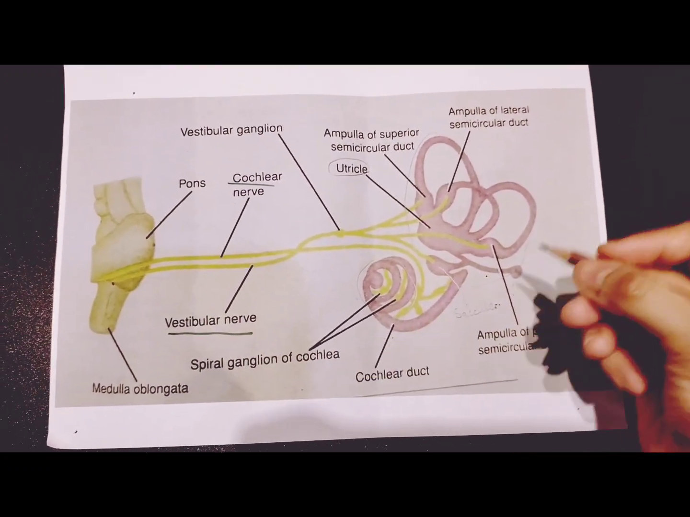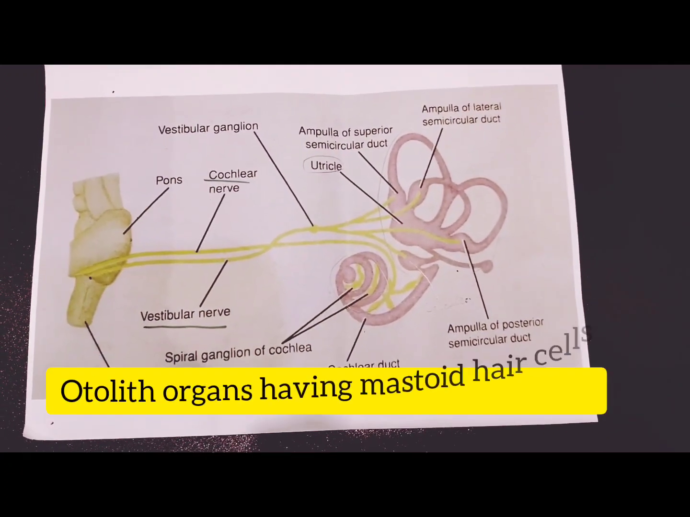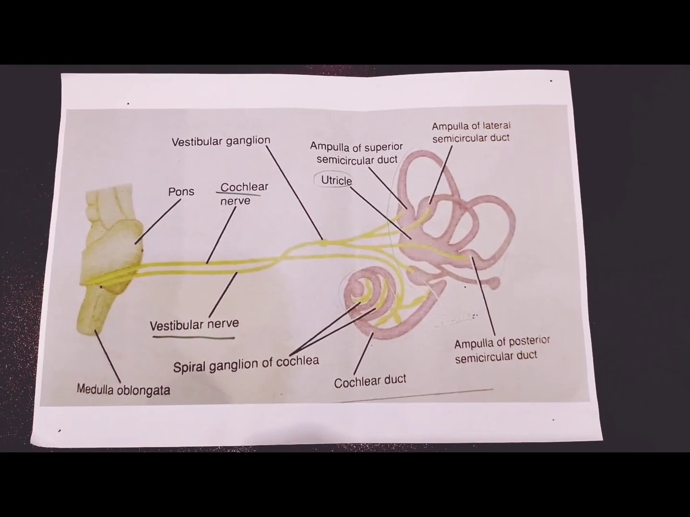This is the saccule. Both the utricle and saccule are otolith organs. These have hair cells which detect the changes in the linear movement of the head.